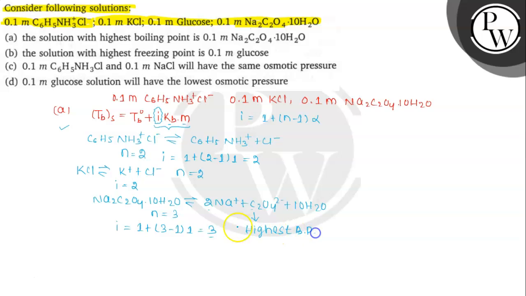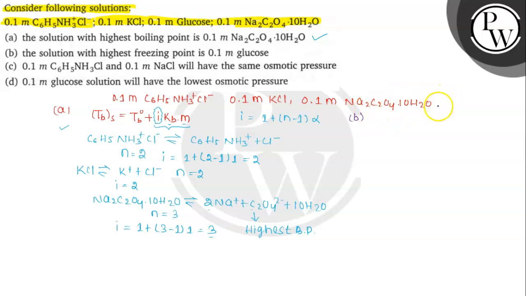Highest boiling point. The solution with the highest boiling point is 0.1 molality Na2C2O4·10H2O. So this is correct. Now option B. Option B says the solution with the highest freezing point is 0.1 molality glucose.